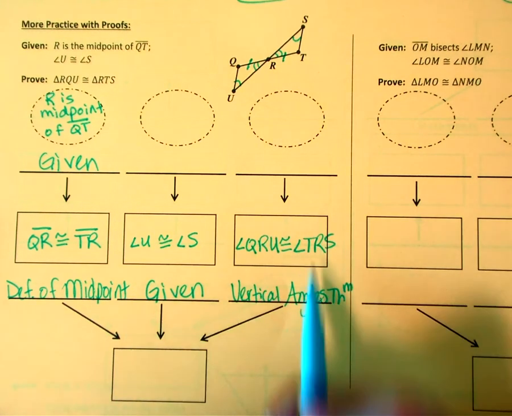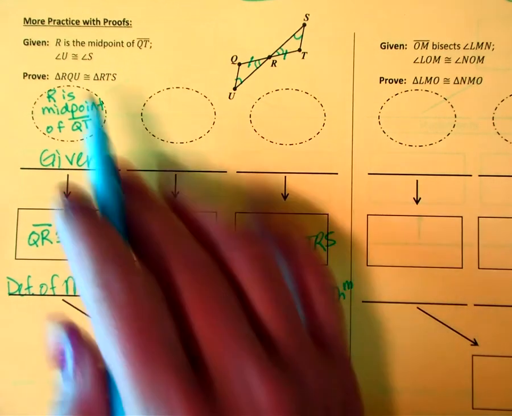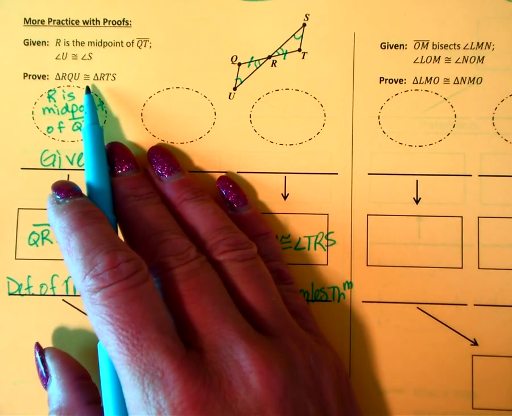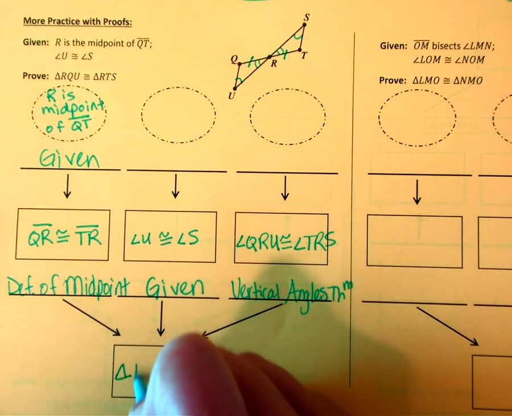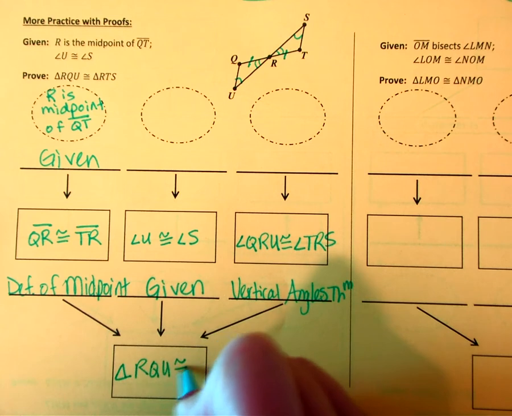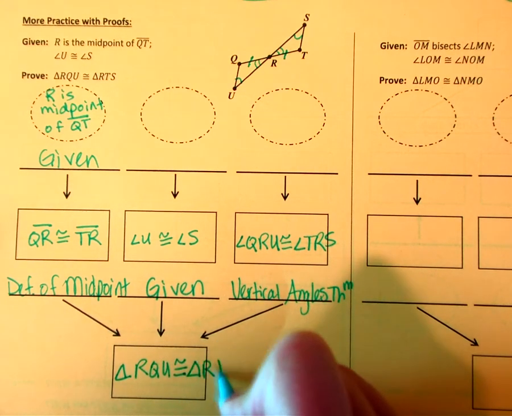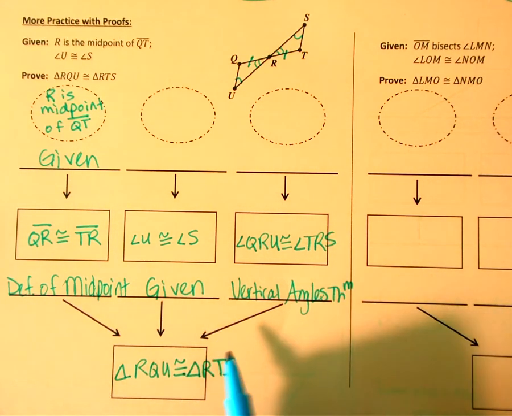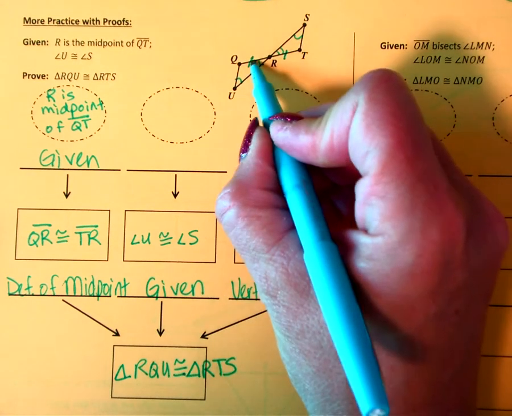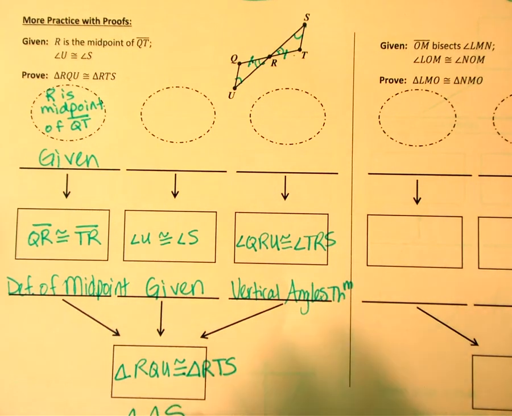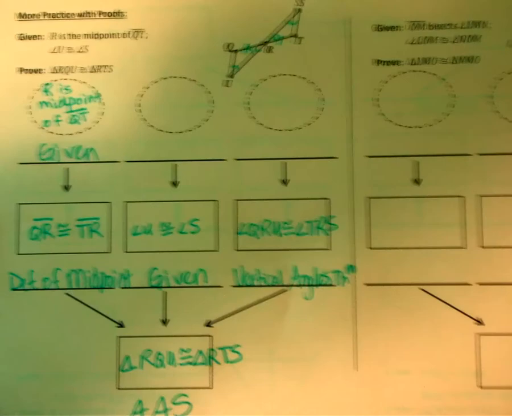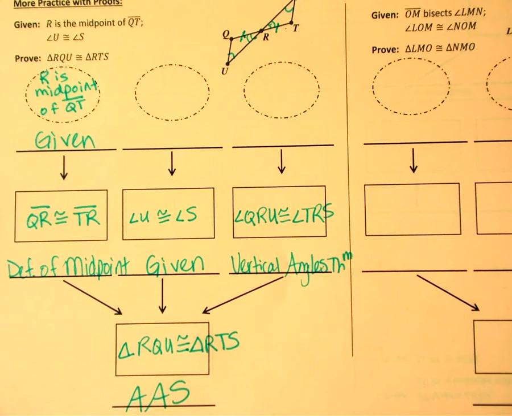So what conclusion do I have from that? Well, remember what you're trying to prove. That's what your end result needs to be. So triangle RQU is congruent to triangle RTS. And why is that? Angle, angle, side. Just completed your first flowchart format proof.